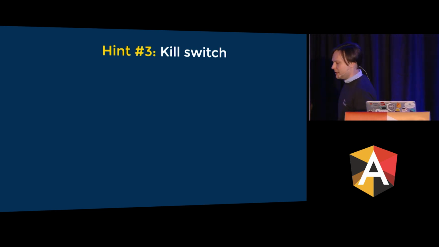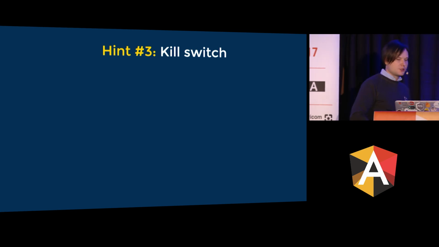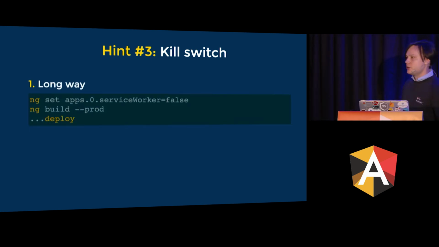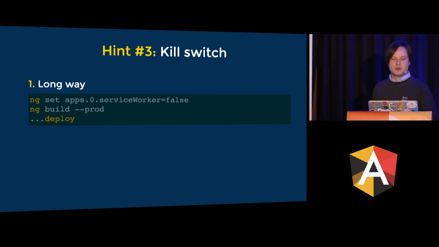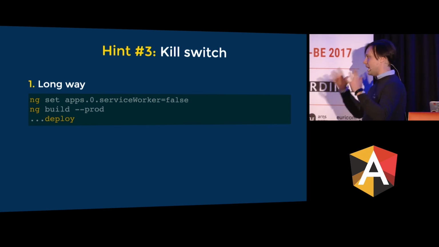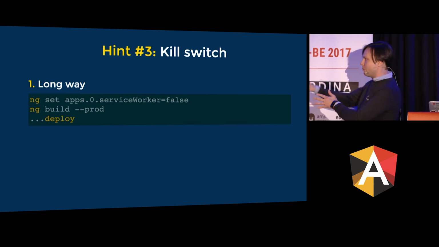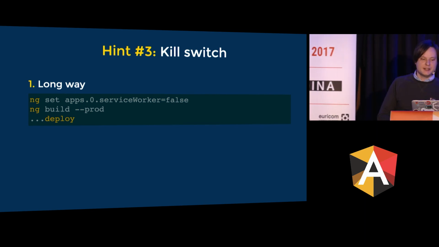Sometimes things might go wrong, especially when it's not such a mature technology yet, right? So you might want to get rid of the service worker functionality completely. The long way is to unsupport it in the build mode, so set this flag to false and deploy.